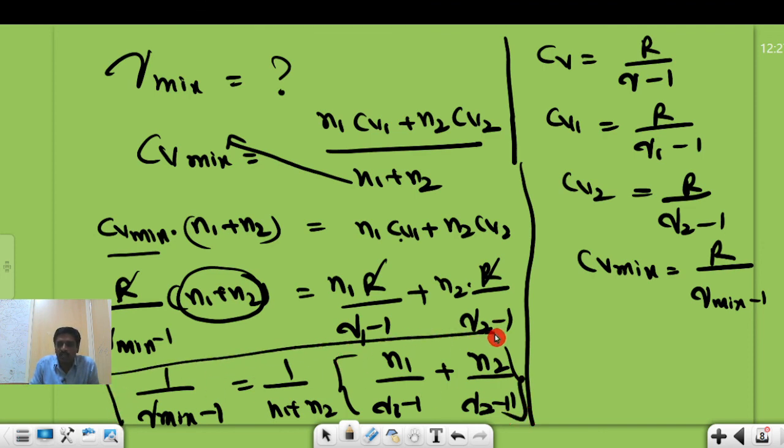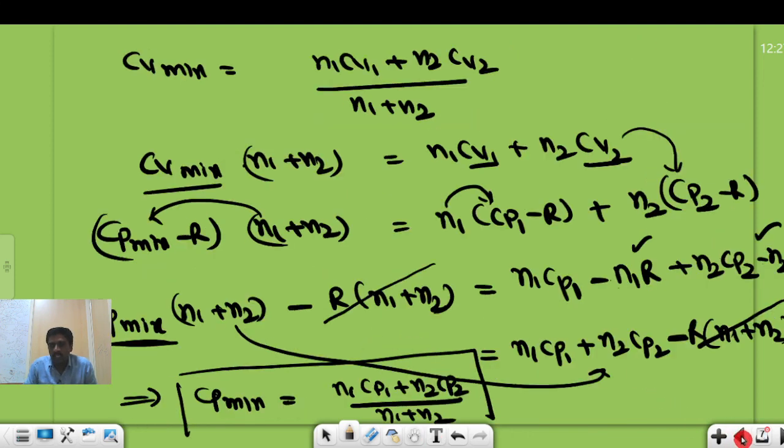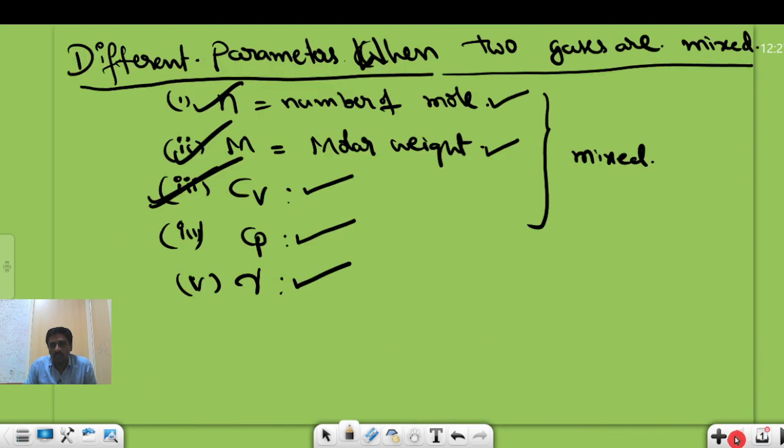So now we have evaluated the different parameters when two gases are mixed together and are non-reacting in nature. Let's start once again and recall what we set out to find out. We evaluated the Cv value, the Cp mix value and the gamma mix value when the two gases are mixed together.